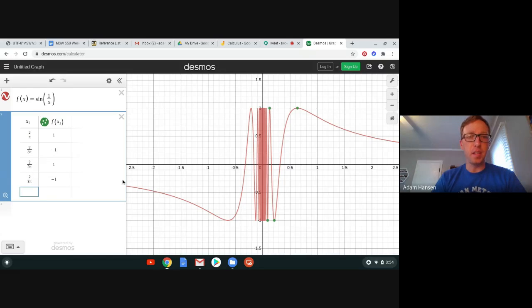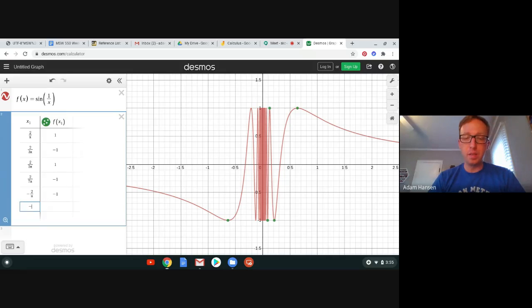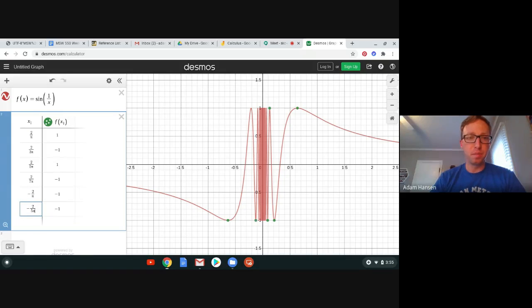I can make these negative. The same thing: negative 2 divided by pi. Negative 2 divided by 5 pi. Negative 2 divided by 3 pi. Out of order here. Let's go 3 pi. And 5 pi. So from the left and the right, the function has what's called oscillating behavior. It oscillates between different values of 1 and negative 1.